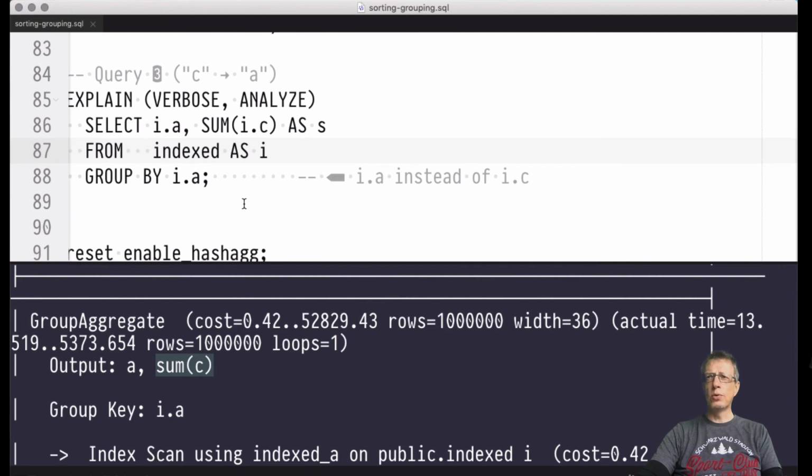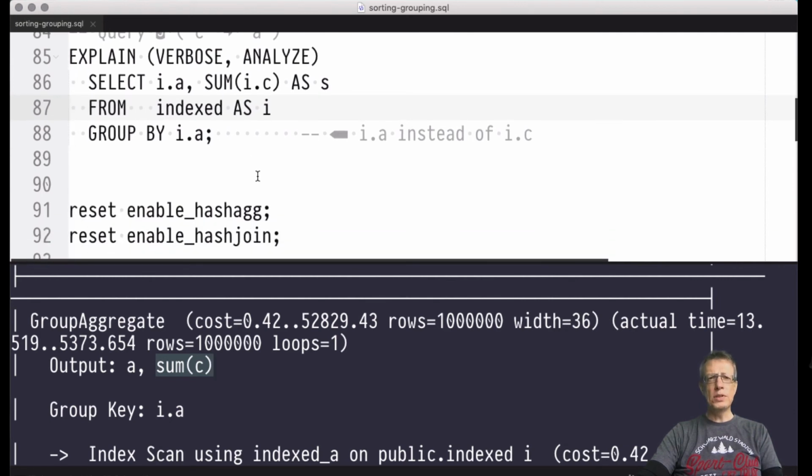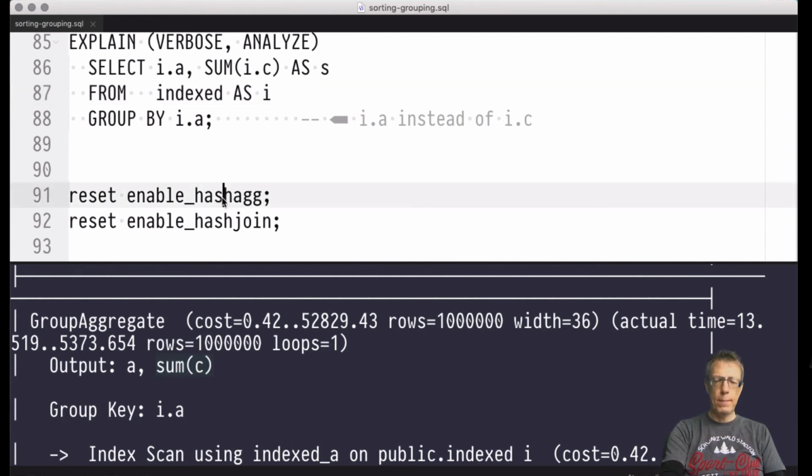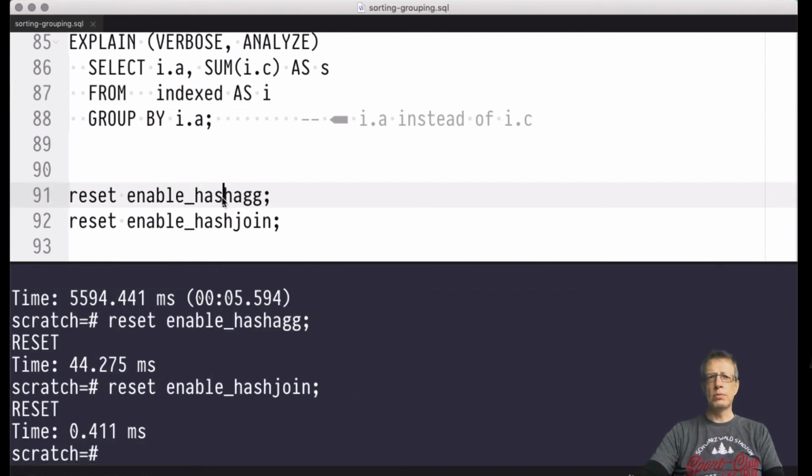All right, so this is how the system tries to avoid sorting, because as we will also see in the further discussion in these videos, sorting can be time intensive and it can also be space intensive. Let's re-enable hashing here.